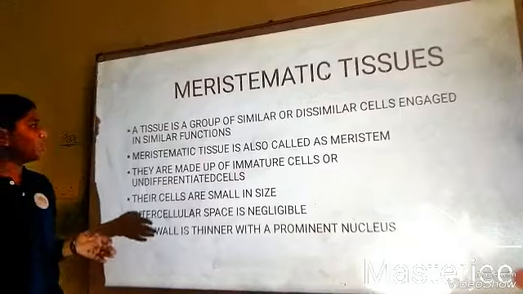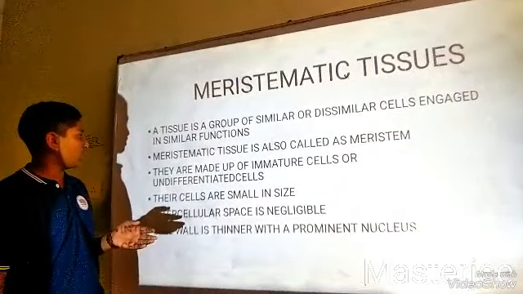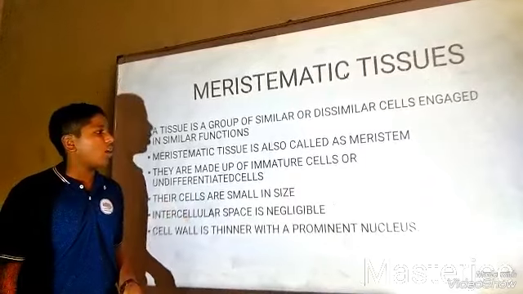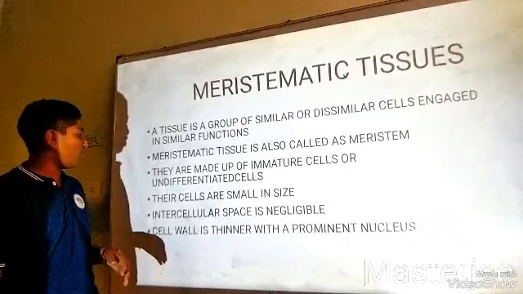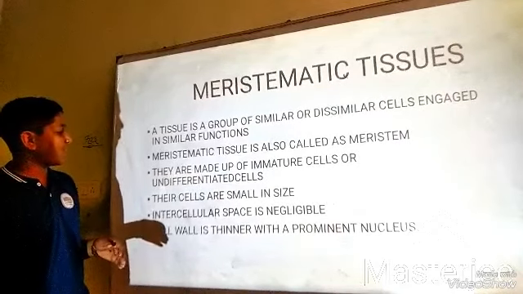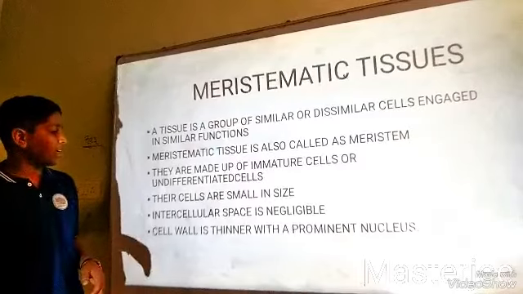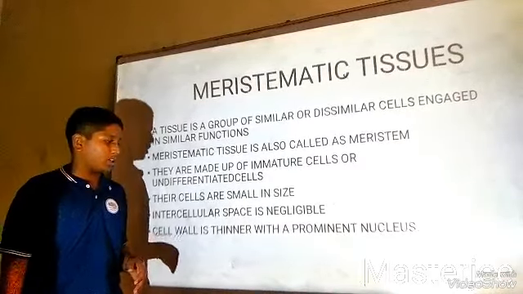Meristematic tissue. A tissue is a group of similar cells engaged in a similar function. Meristematic tissue is also called meristem. They are made up of immature or undifferentiated cells. The cells are small in size. Intercellular space is negligible. The cell wall is thin with a prominent nucleus.